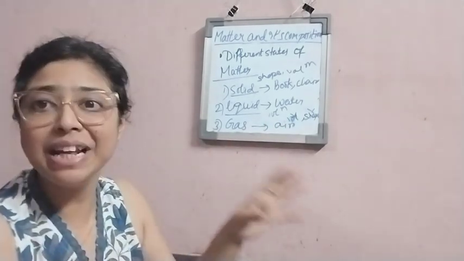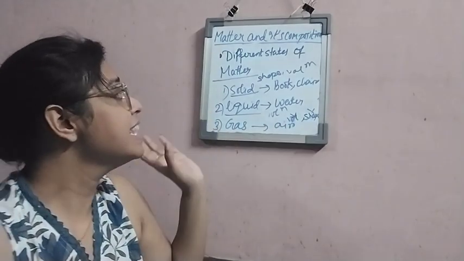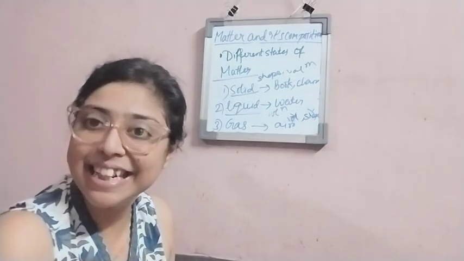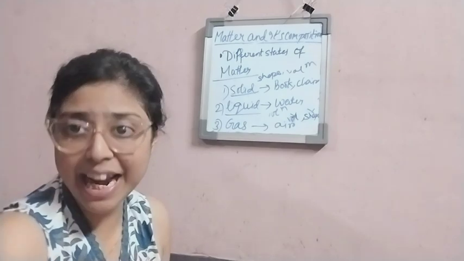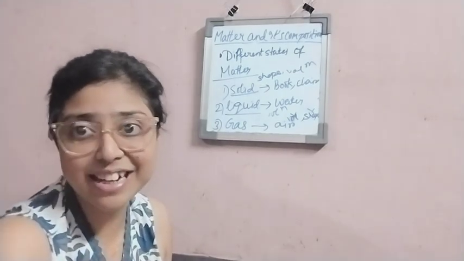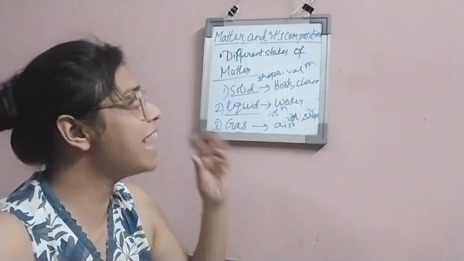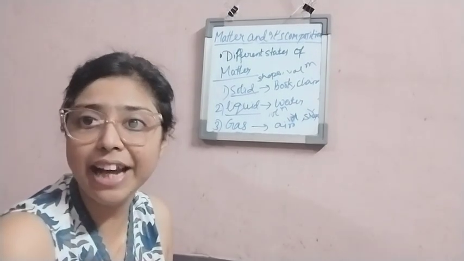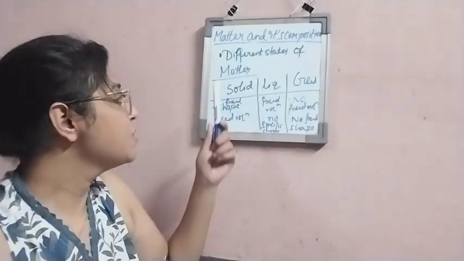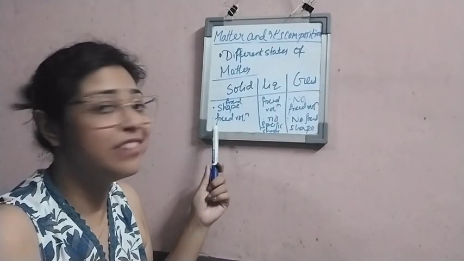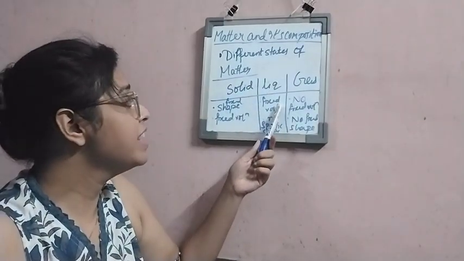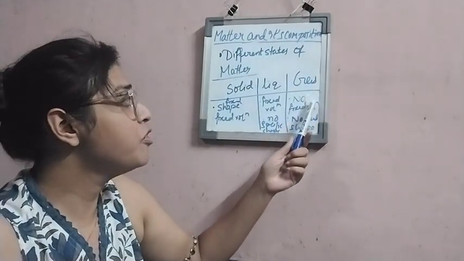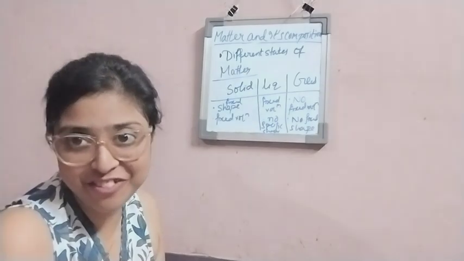So we can simply identify different states of matter by these simple characteristics. There are many more characteristics and many more things to discuss, but this is the first and very simple thing by which we can identify the different states of matter. So solids have a fixed shape and fixed volume. Liquid has fixed volume but doesn't have any specific shape, and gases have no fixed volume and no fixed shape.